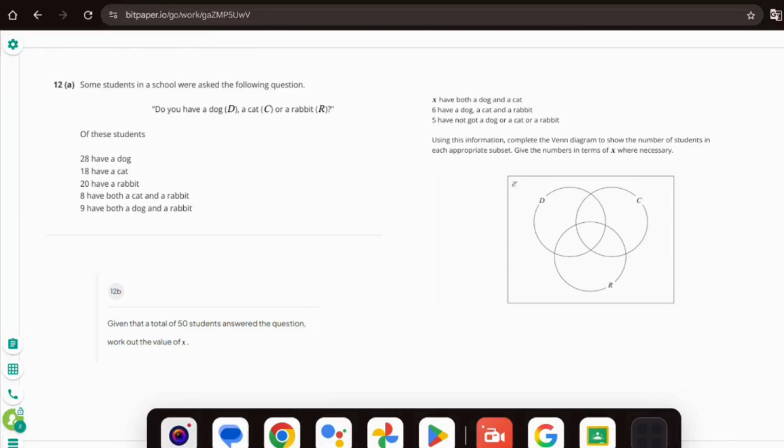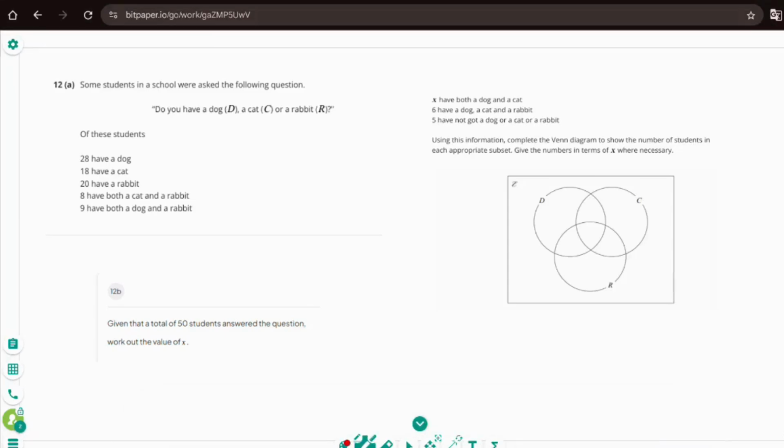Okay, let's have a go at this last question. I've noticed with IGCSE Edexcel, they do like these questions involving X. Right, let's fill in the Venn diagram from our information. So I'm going to start with 5, have none of these animals. 6 have all of them. Right, you've got to be careful with this. X have both a cat and a dog. It's not X here. X is that entire bracket there. So X is that entire bracket.